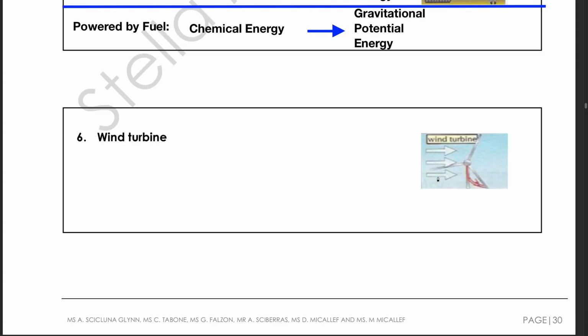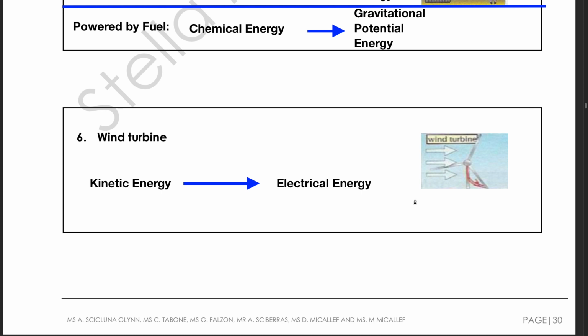Number 6, a wind turbine. We mentioned in previous lessons that a wind turbine gets energy from the wind that is passing from air currents, which spin the blades of the turbine, which are in turn connected to a generator that creates electricity. So if we start with the wind, and specifically moving wind, since we have motion, then we have to have kinetic energy, and this will turn into electrical energy.